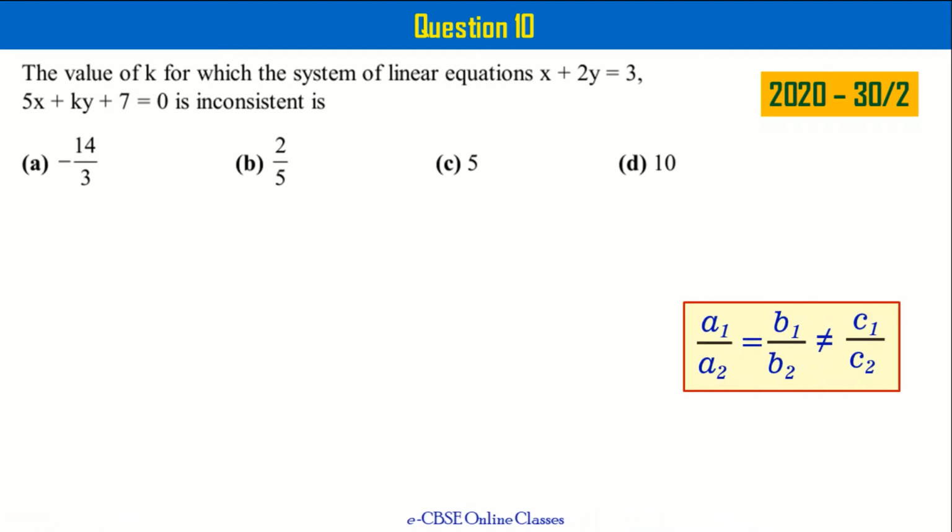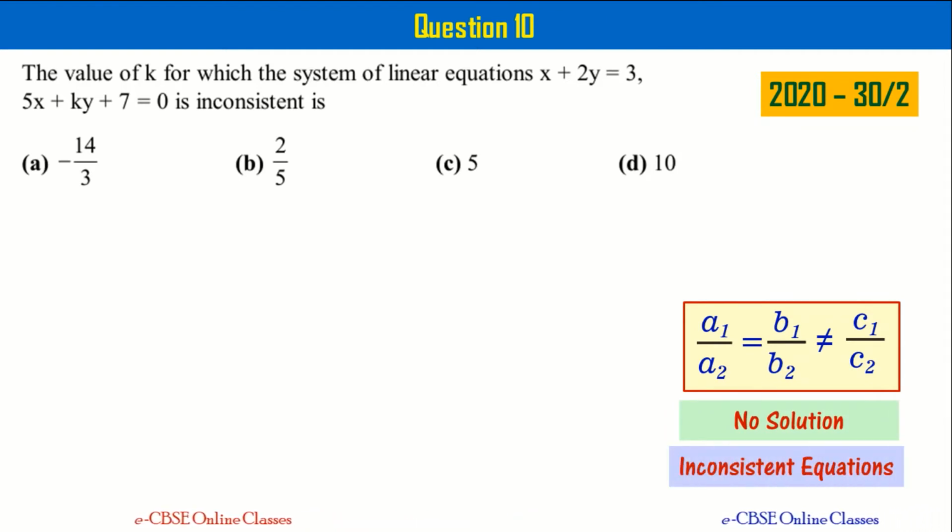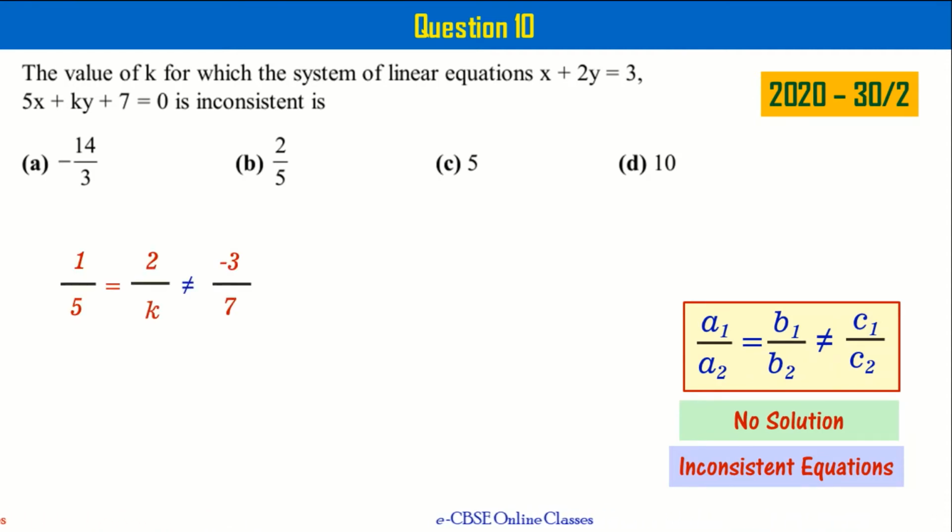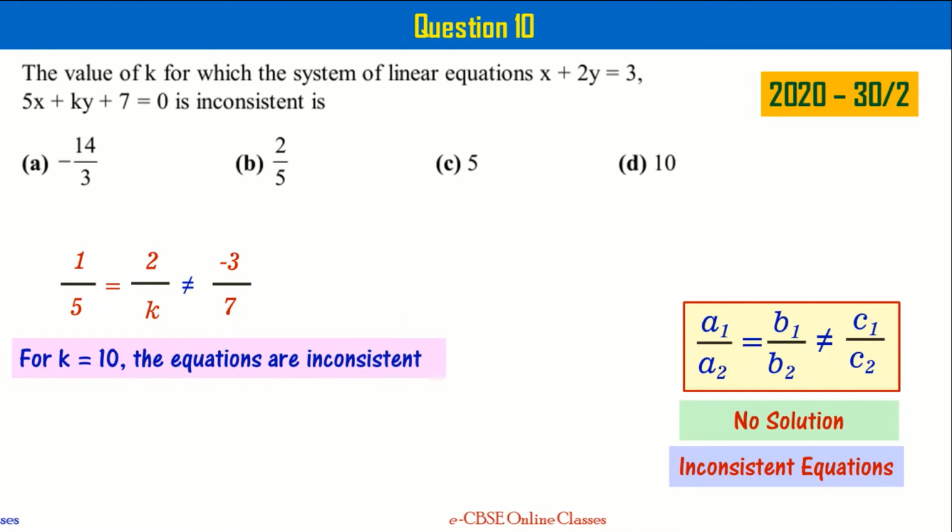When you want to have an inconsistent set of equations, the coefficients are related as a1/a2 = b1/b2, but that is not equal to c1/c2, right? When you have such a relation, we know that the given equations are going to have no solution and they are an inconsistent set of linear equations. It means 1/5 has to be equal to 2/k, but that is not equal to -3/7. It means for k = 10, the equations are going to be inconsistent, right?